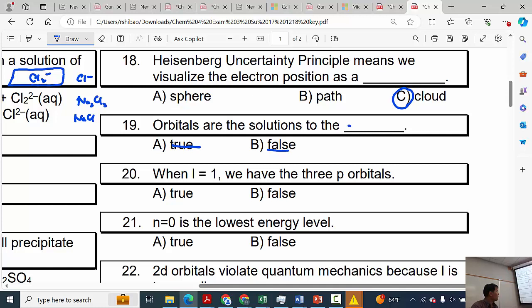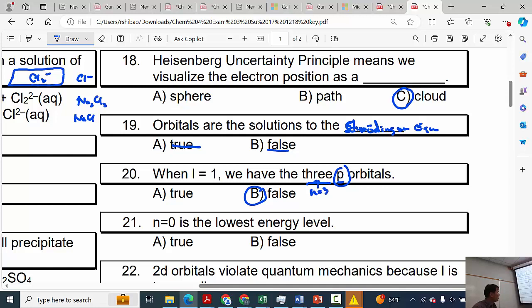It was supposed to be a different set of answers for this. Schrodinger. When l equals 1, we have the 3p orbitals. This is false. We have the p orbitals, but this is n equals 3.